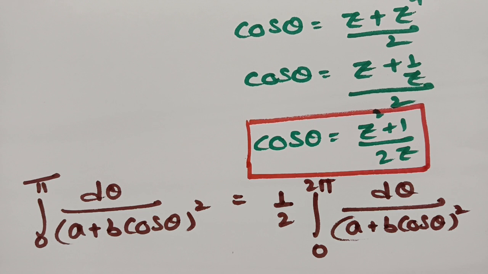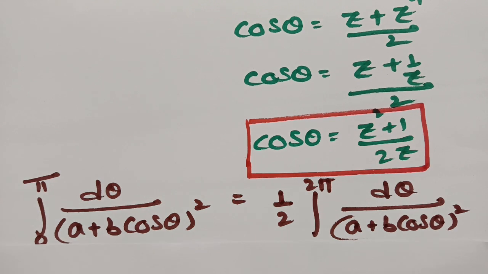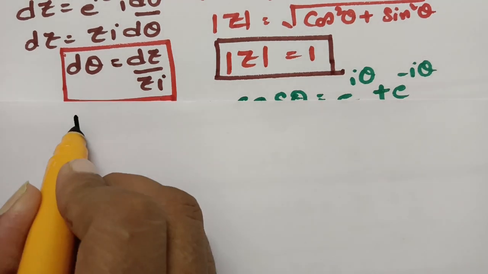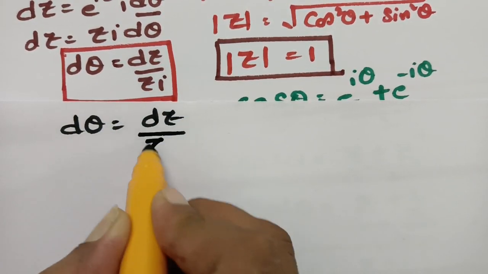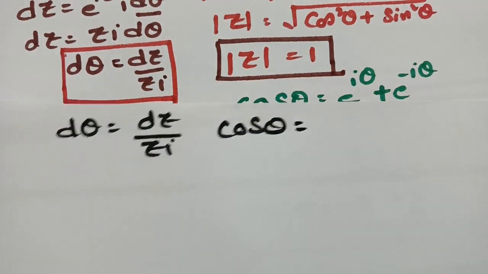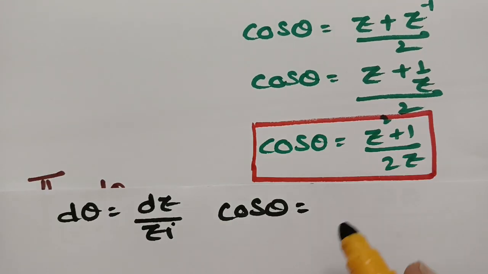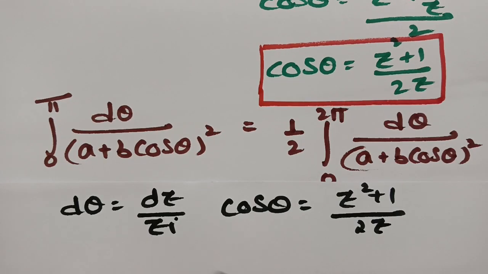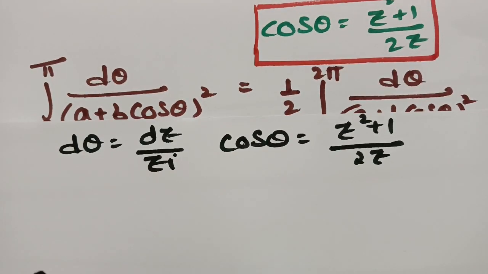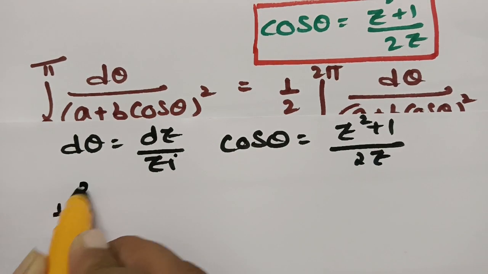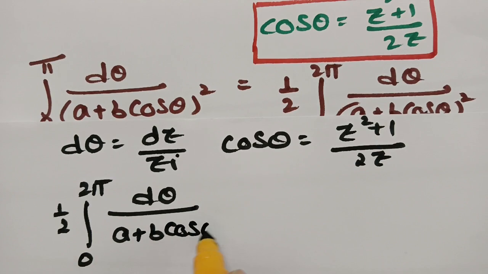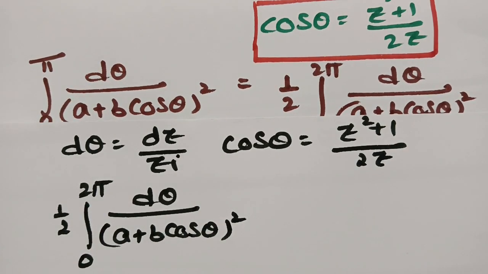Now in this integral, if I substitute all the values, d theta value is equal to dz by zi, and cos theta value is equal to z square plus 1 by 2z. And therefore instead of solving the original, I'll solve this one. I am taking this integral as half times the integral from 0 to 2 pi of d theta by (a plus b cos theta) whole square. So in this I'll substitute all the values.